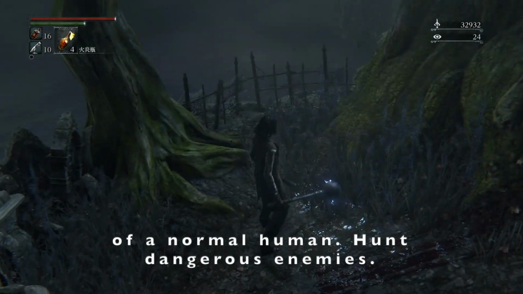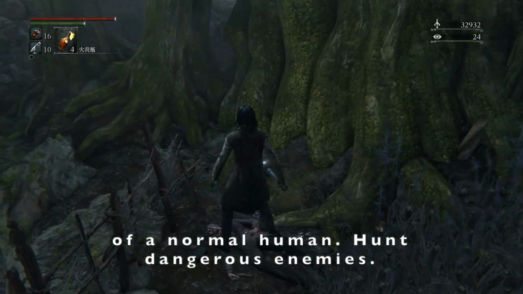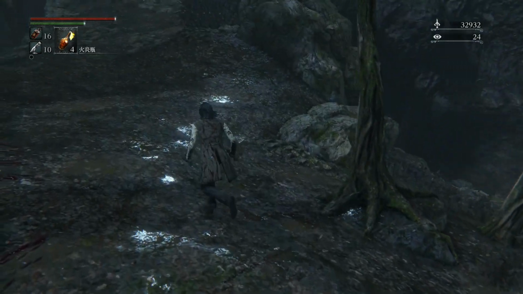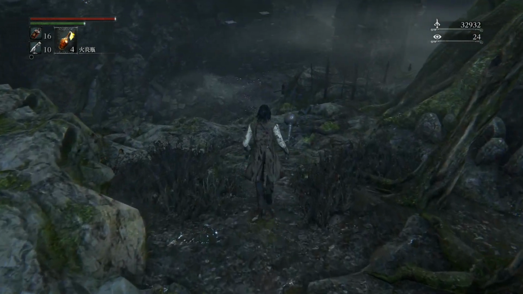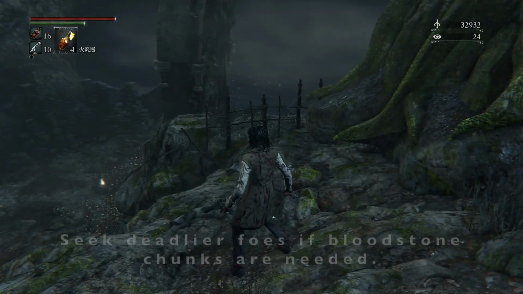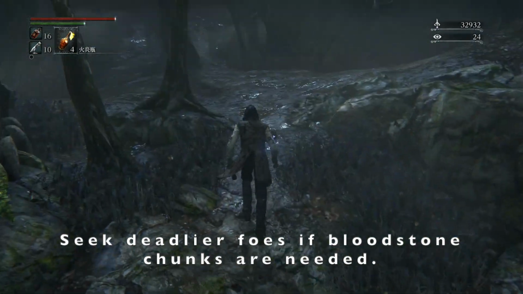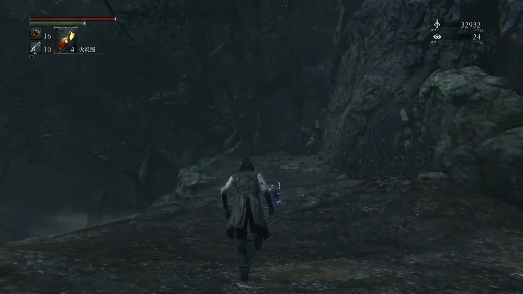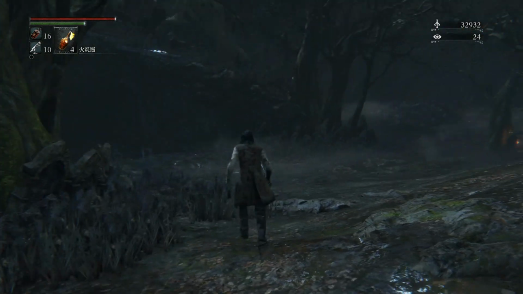So clearly, the most important information here is that if a player wants to get bloodstone chunks, which they'll need to continue to upgrade their weapons, they will need to hunt powerful foes. Accordingly, this message has been brought out and emphasized in the official translation, which is worded to clearly convey that ordinary humans will never produce bloodstone chunks, and that deadlier foes are to be sought out if bloodstone chunks are needed.